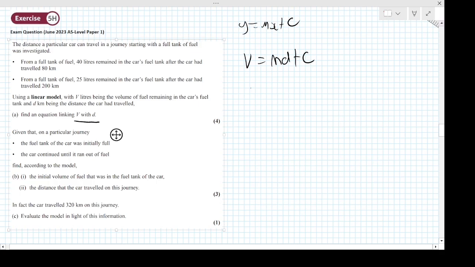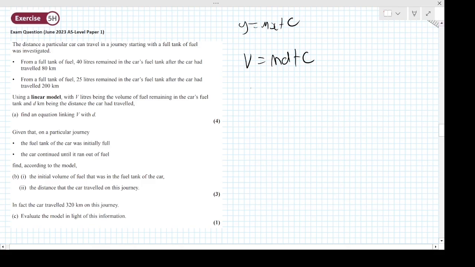But there we are. So we've got this equation linking V with D. However, you need to fill in the missing numbers, right, that we need to fill in. That's M and C. Because we only want V and D on its own. We don't want M and C unknown as well. The only unknowns are V and D. So, we need to work out M and C then. So M again is the gradient and C is the y-intercept.